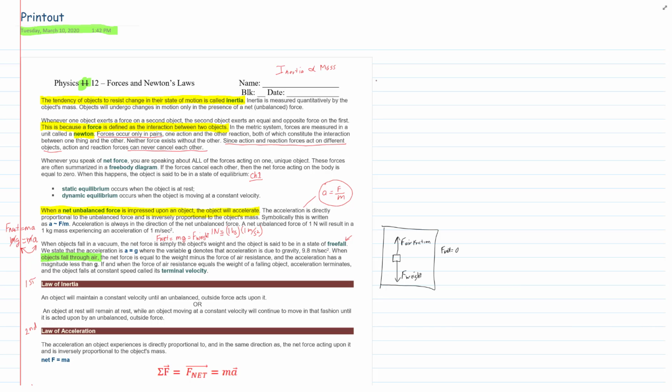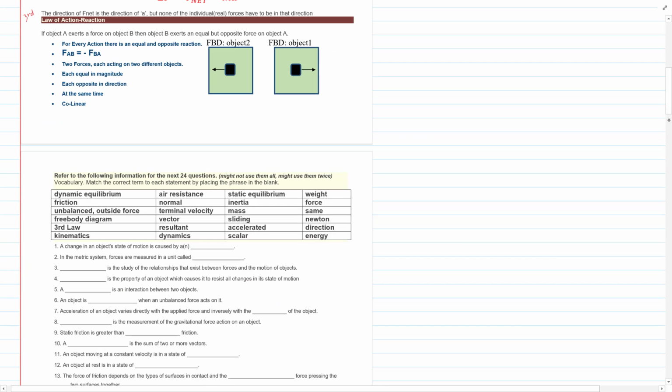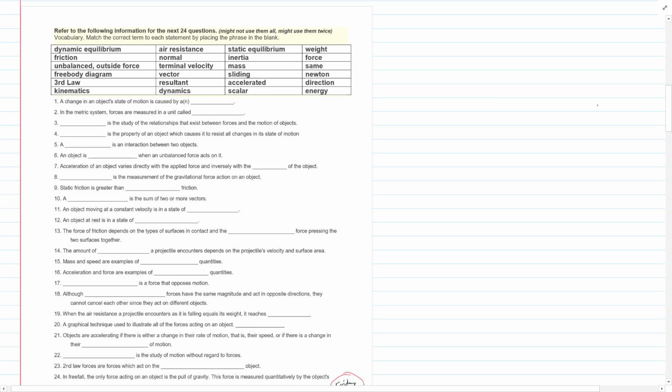Let's start it off with our first lesson going over all the terms and Newton's three laws. And the terms are to be filled in here. Please fill them in, the 24 terms. Put them down.